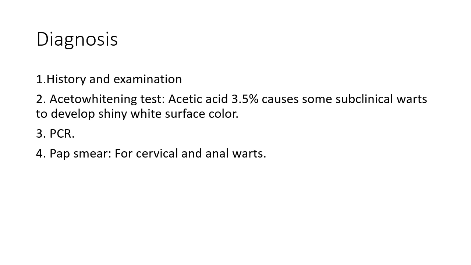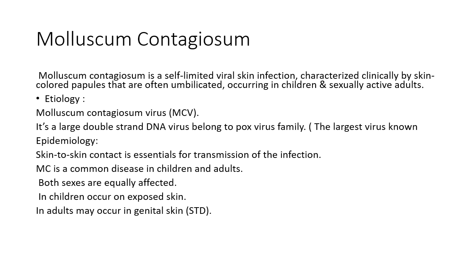Epidemiology: skin-to-skin contact is essential for transmission of the infection. Most common disease in children and adults. Both sexes are usually affected, and more or less there is equal distribution. In children, it occurs on exposed skin. In adults, it may occur in genital skin as a sexually transmitted disease.